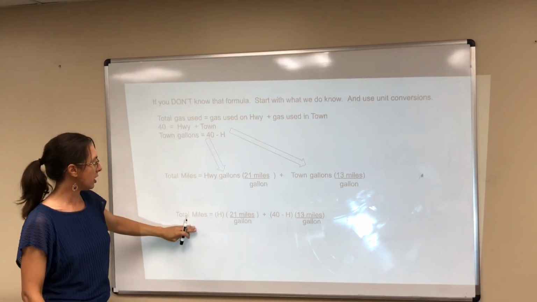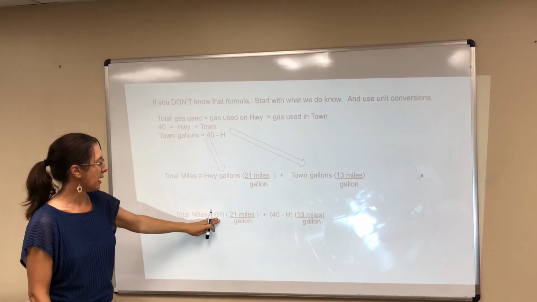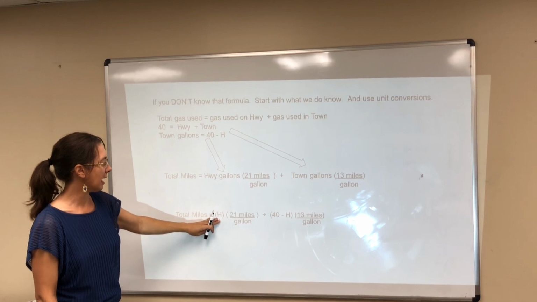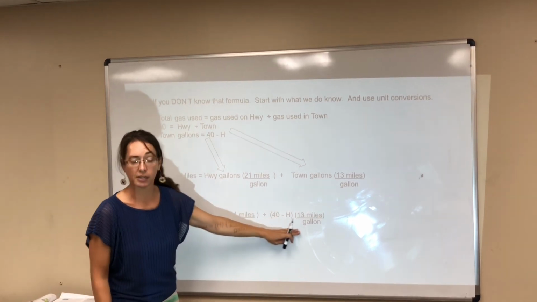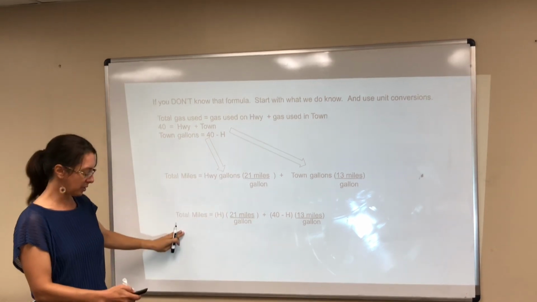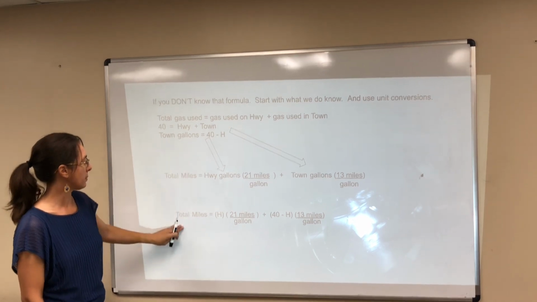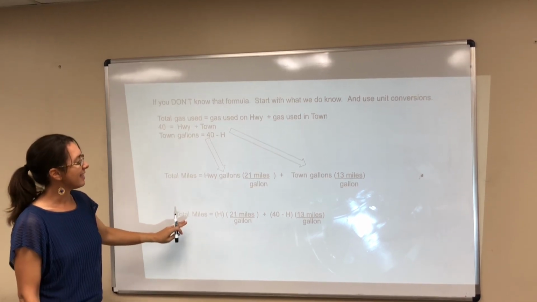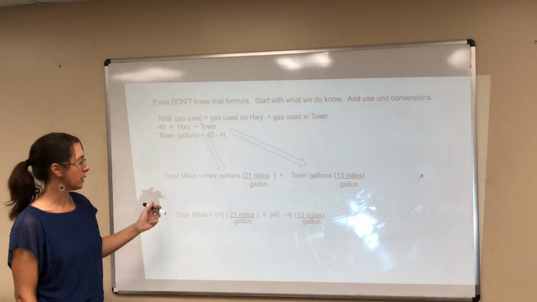So we're going to plug in our information. My total miles driven is the gallons I used on highway, H, times 21, plus 40 minus H times 13. Is there something else we can plug in here? That one was a little complicated, so I'm going to write it on here instead. What did we know our total miles was?